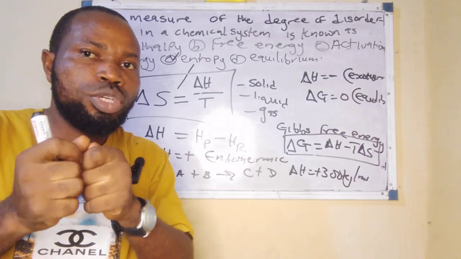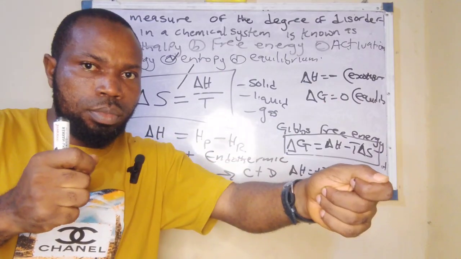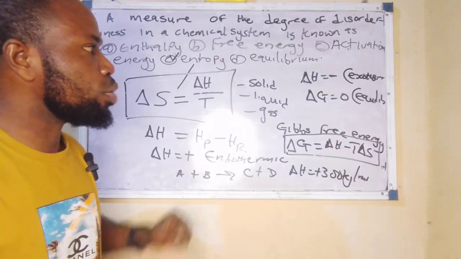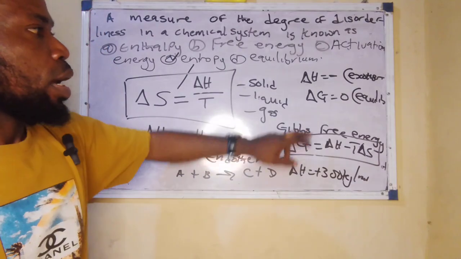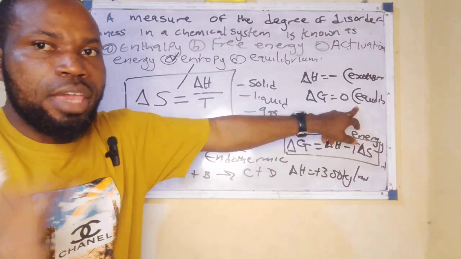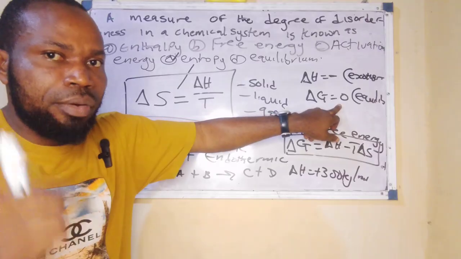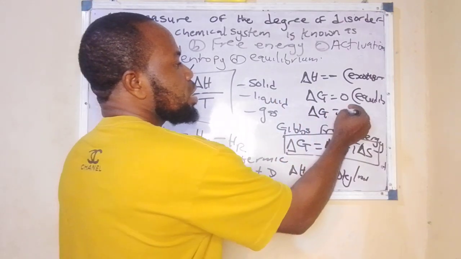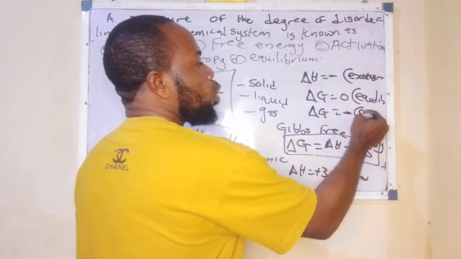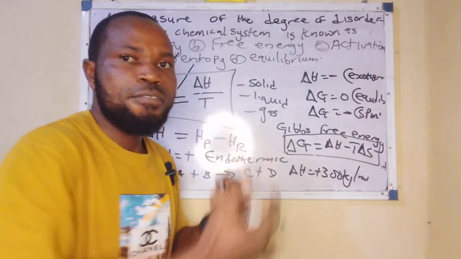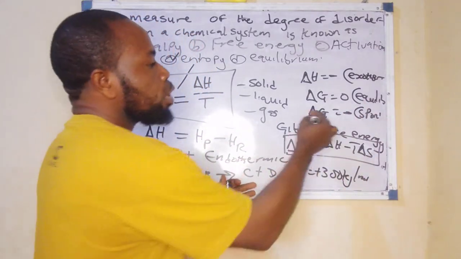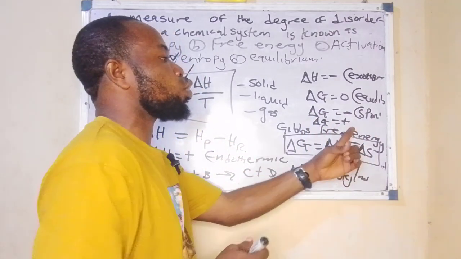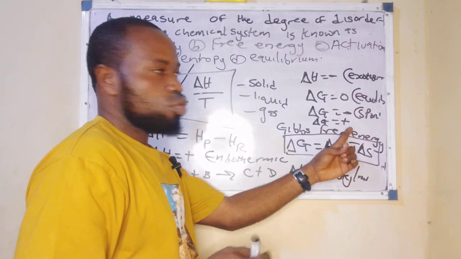Now, for a reaction to attain equilibrium, first thing, it has to be reversible. So a reaction in which the rate of forward reaction and the rate of backward reaction are occurring at the same time is said to be at equilibrium. So if delta G is 0, the reaction is at equilibrium. But if delta G is negative, the reaction will occur spontaneously, very fast. But if delta G is positive, the reaction is non-spontaneous. So you have to be very careful.